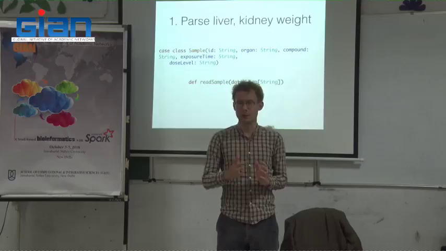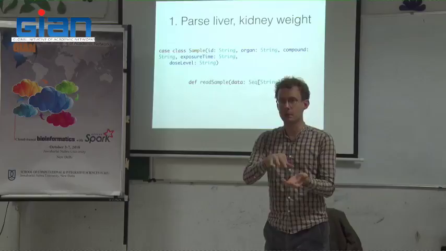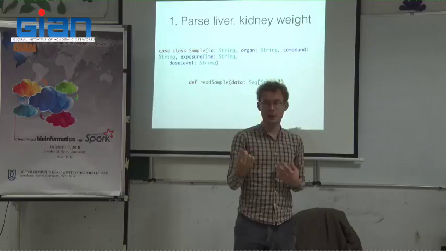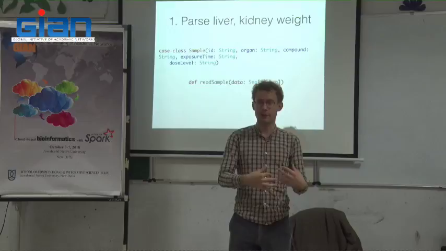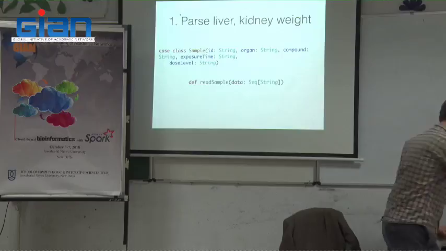So the first task will be to parse. You got this metadata file, metadata.tsv, that has all the information about samples, including biological measurements. And the first task would be to parse the liver and kidney weights. So this is from the animal that was exposed to some compound. What's the weight of the liver and the kidney after administering the compound and waiting for some time? So you're already parsing in the program ID of the sample, and you're parsing the organ.